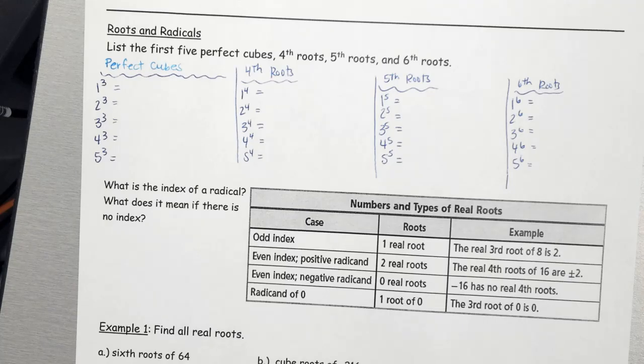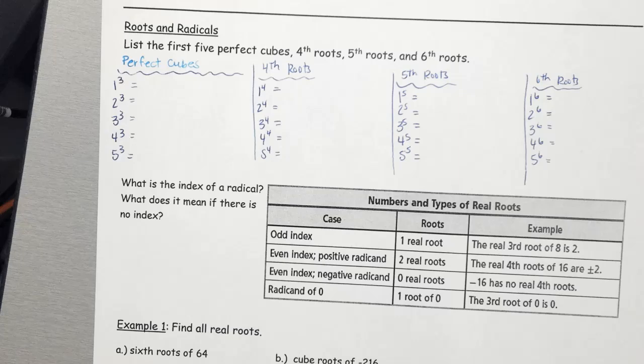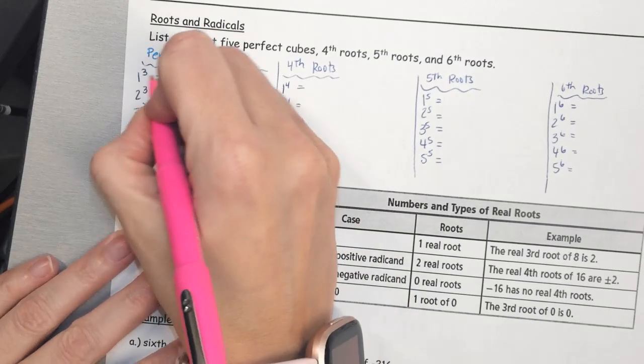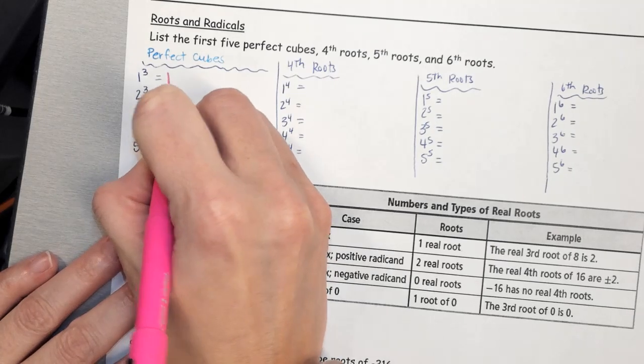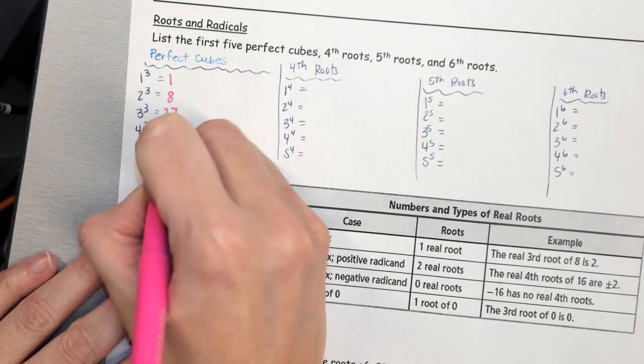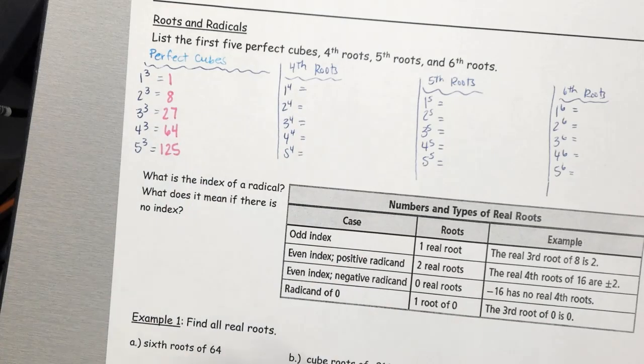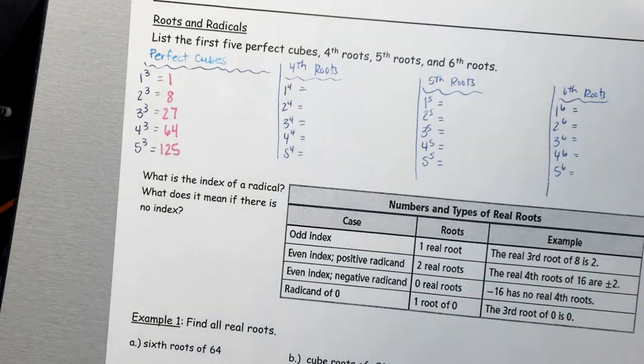Today we're doing 6.3. We're starting 6.3, and it's really important that we understand how square roots work, how cube roots, fourth root, fifth root, and sixth root work. So the first thing we're going to do, we're going to look at these perfect cube values. So 1 to the third is 1, 2 to the third is 8, then you got 27, 64, and then 125. You guys with me on that?